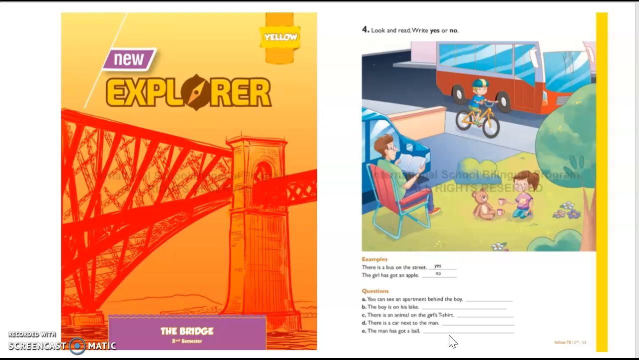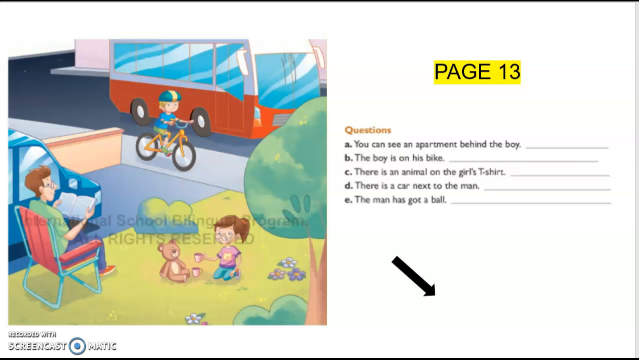You have to read the sentences and write yes or no. Okay? Observe the picture and write yes or no for the sentences that we have here. So let's take a better look.